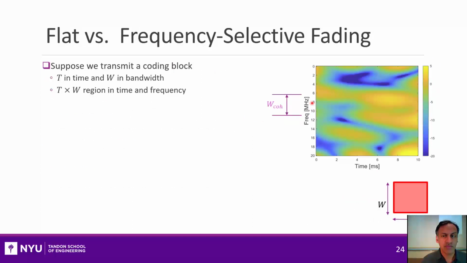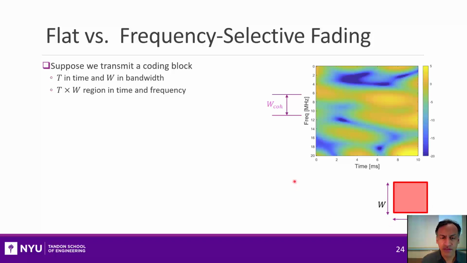All right, with that in mind, we can think about what happens with coding. So when you transmit a coded block, it will occupy some time by frequency resource, if you like. So in this visual representation, you can think of it like a block with the vertical axis being the frequency extent of that coded transmission, and the horizontal axis being the time extent of that transmission.